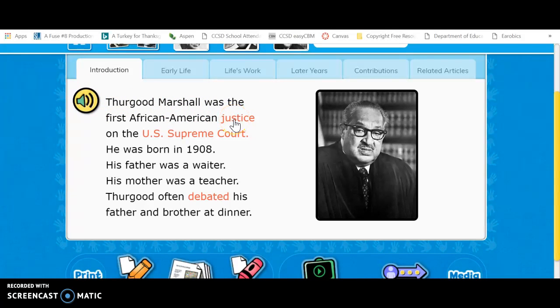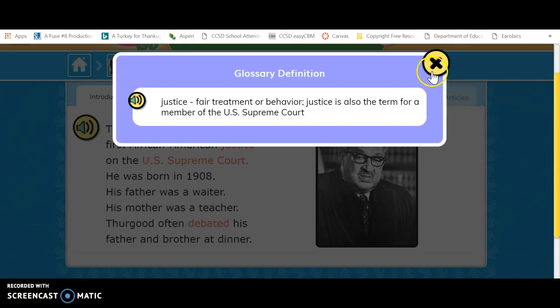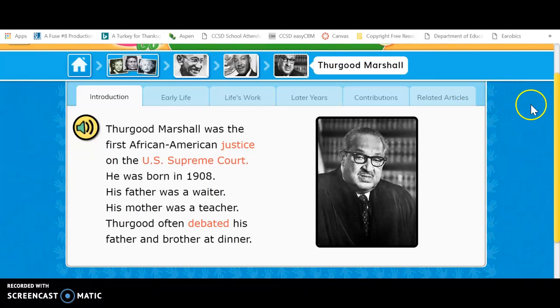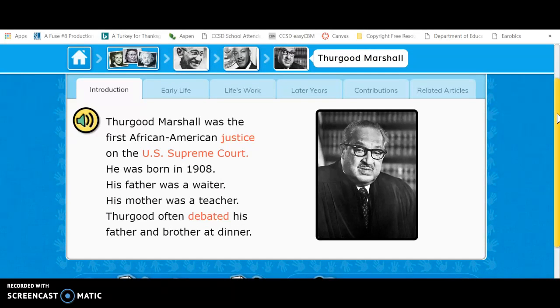Also, you might notice that some of the words are in red. If you click them, it will pop up a glossary definition and tell you what that word means. There's that yellow circle again, so it can read it aloud to you. So anytime you see a word in red, that means that it has a glossary definition in case you are unsure of what that word means. Because we want to make sure that you know what the words are that you're reading so that you can understand your research better, so that you can extract or pull out the evidence to support the claim that you're trying to make in your writing prompt, which we'll get to in just a little bit.